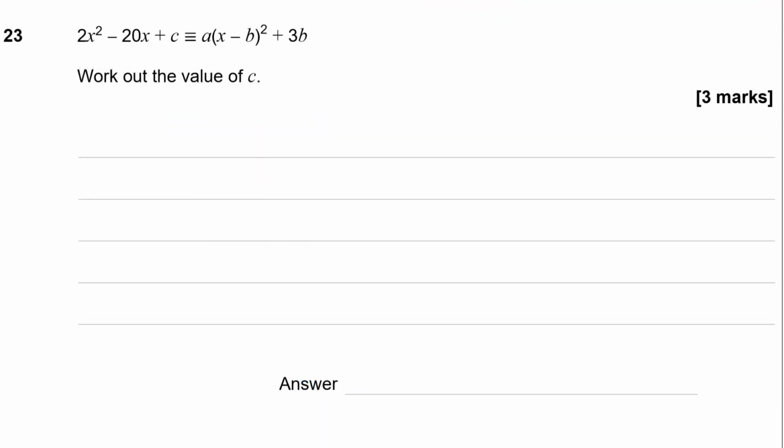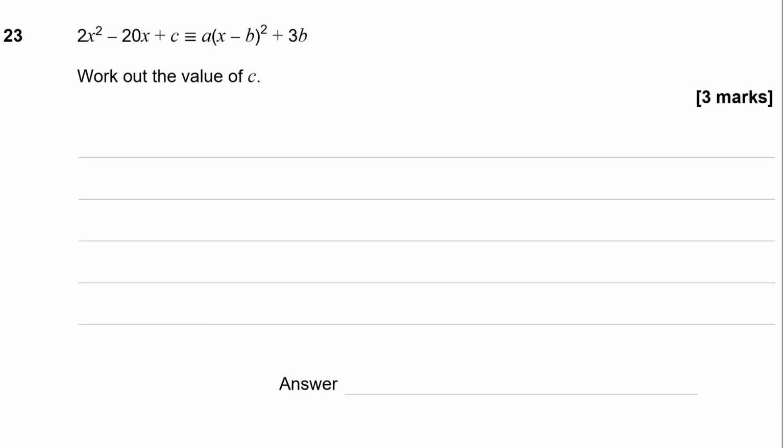In question 23, we are given an identity. 2x squared minus 20x plus c is identical to a, open brackets, a minus b all squared plus 3b. Now take care here, this is not an equation that you want to solve. You're not wanting to be moving things over that identity from one side to the other. What you want to do is take one side and make it look more like the other, so we can compare all the coefficients and read out the values of a, b and c.